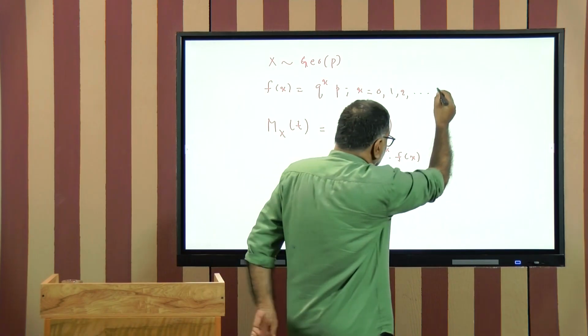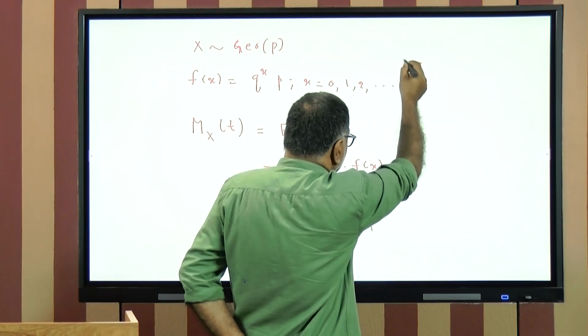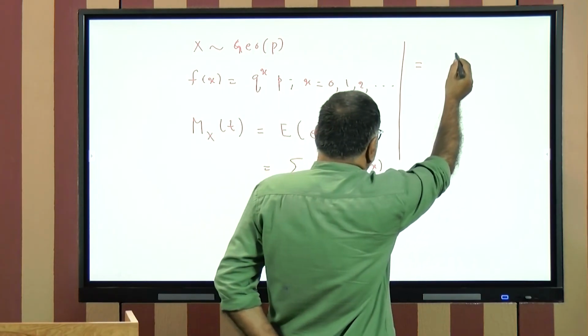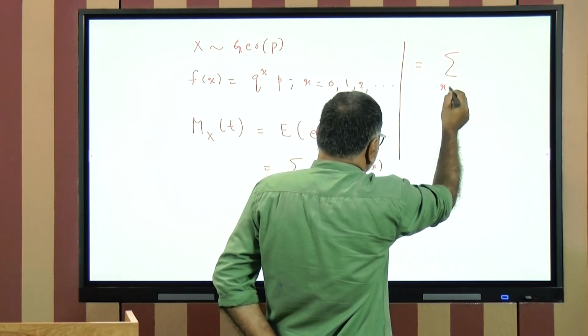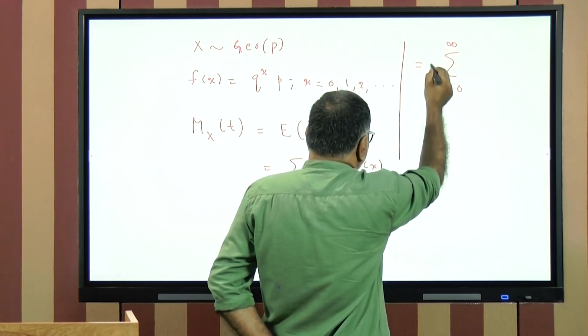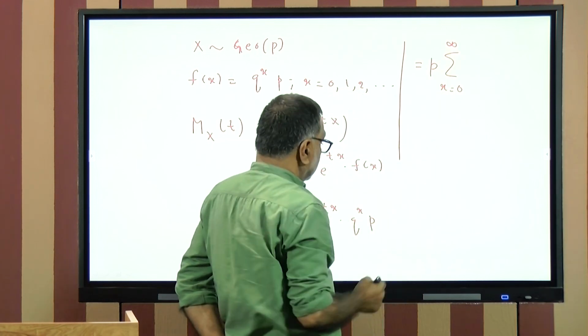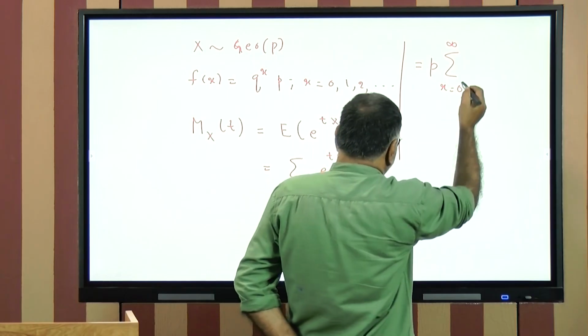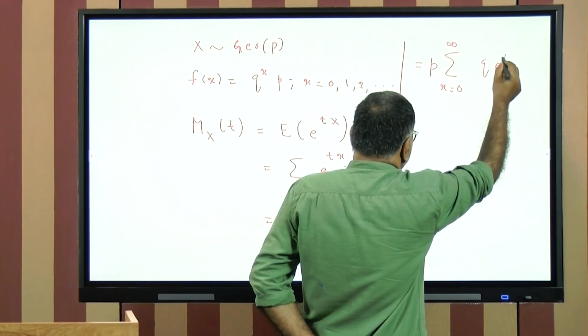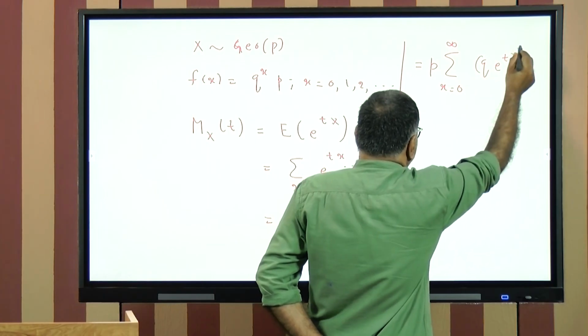To get the value, we simplify that expression. It is equal to the sum over x = 0 to infinity, with p taken outside the summation sign, and e^(tx) and q^x combined. So we can write (q e^t)^x.